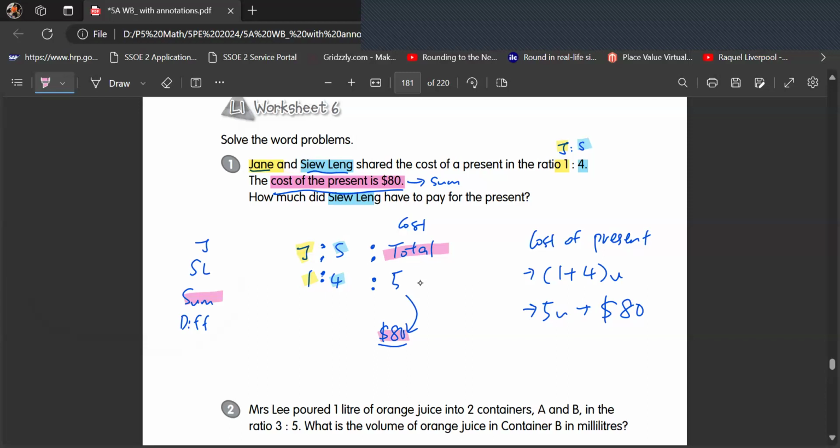Now, yes, so in this case, I might just go back to the unitary method so that I don't get confused with, like Christopher said, ratio cannot have the units symbol here. But I'm writing here so that I know that this is like the end answer. So for this, 1 unit is $80 divided by 5. And then I'm supposed to look for 4 units for Xiu Ling. Have you figured out it's times what? 80 divided by 5, so it will be 16. Okay.